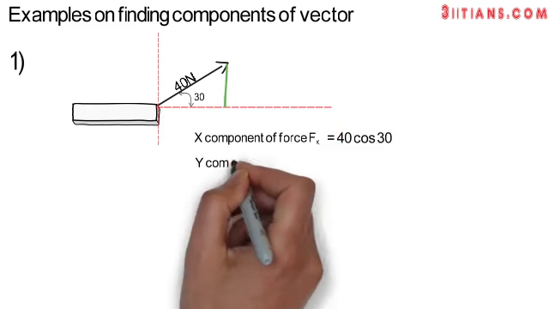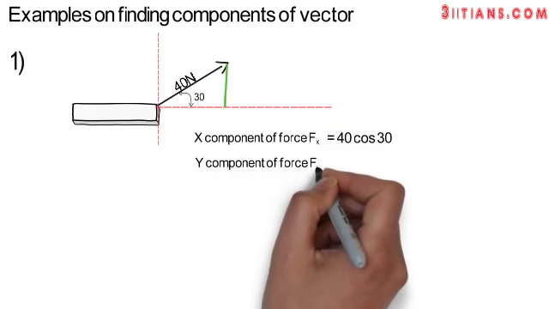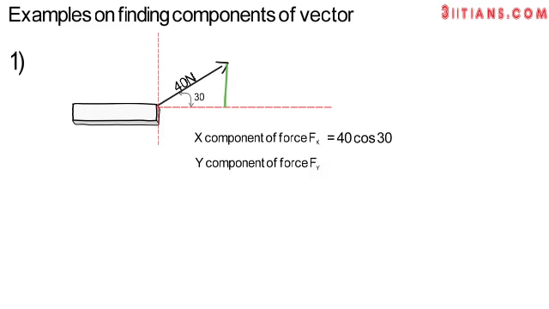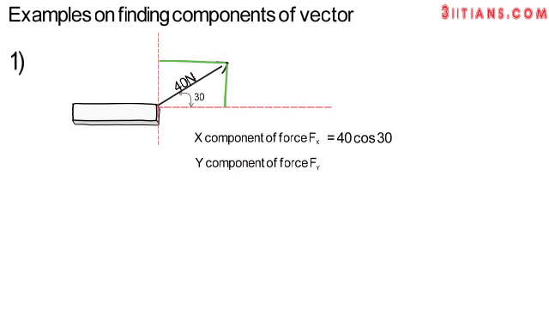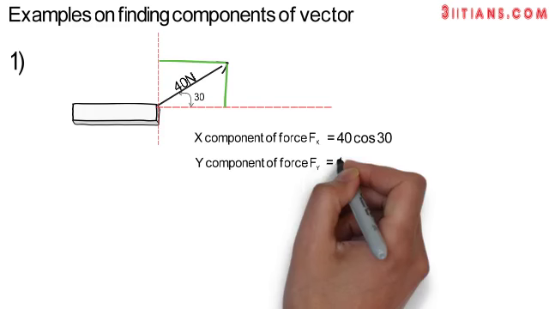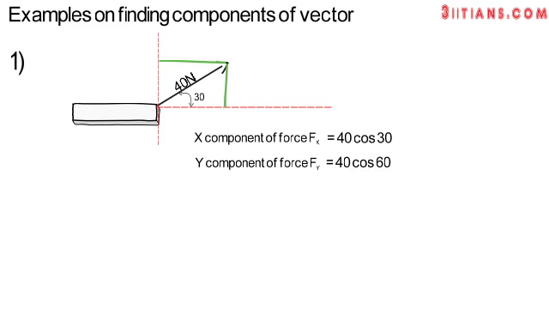Similarly, the y component of the force, Fy, can be found by dropping a perpendicular from the head of the vector along the y-axis. The component will be equal to the length of the line from the tail of the vector to the foot of the perpendicular, and this will be equal to 40 cos 60 degrees. Thus we find the x component and the y component of the vector.